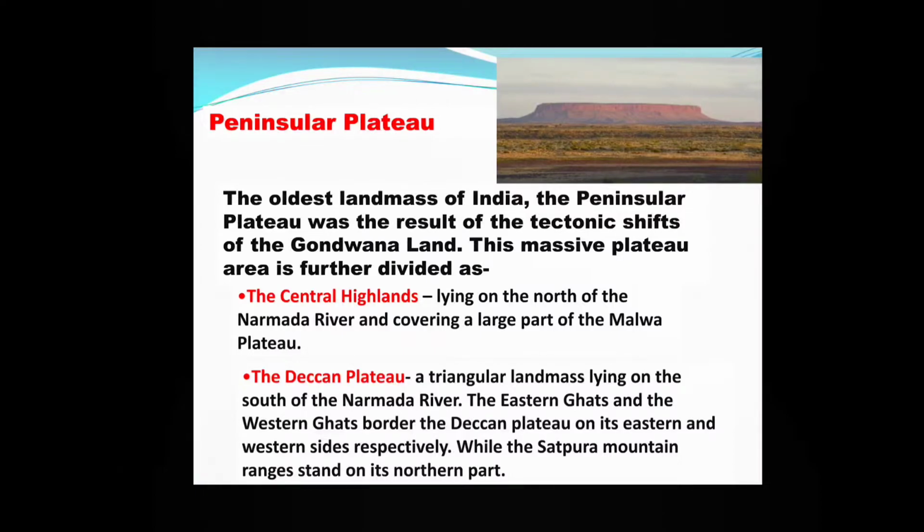Next we have the Deccan Plateau, a triangular landmass lying on the south of the Narmada River. The Eastern Ghats and the Western Ghats border the Deccan Plateau on its eastern and western sides respectively, while the Satpura mountain ranges stands on its northern part. Deccan Plateau is there in the southern part of India. On both the sides it is having Western and Eastern Ghat, and on top it is having the Satpura range.